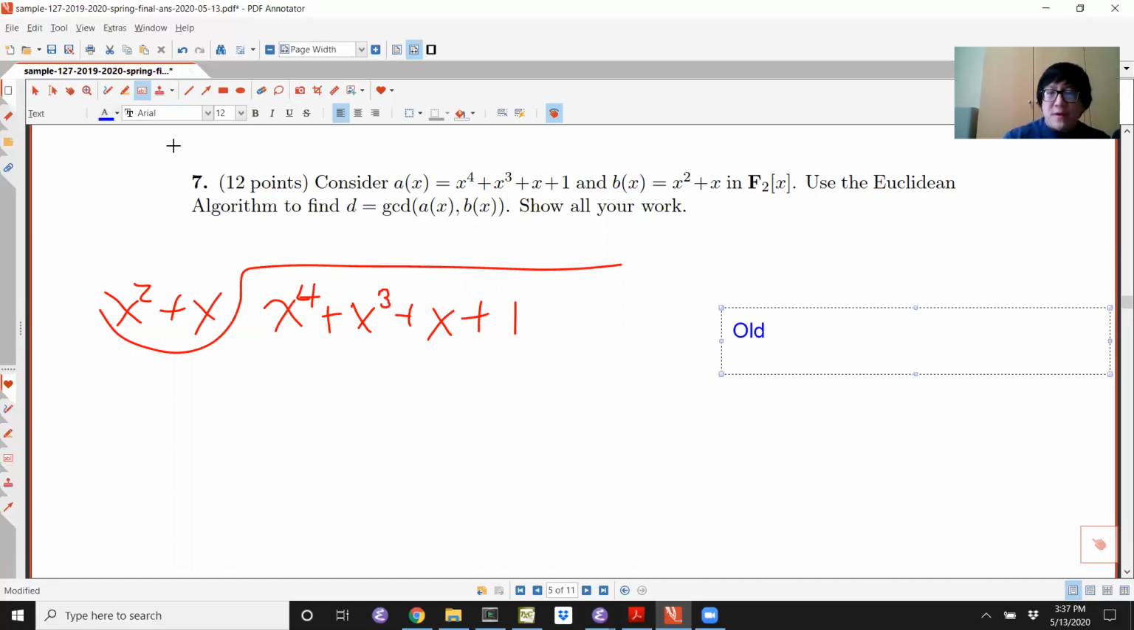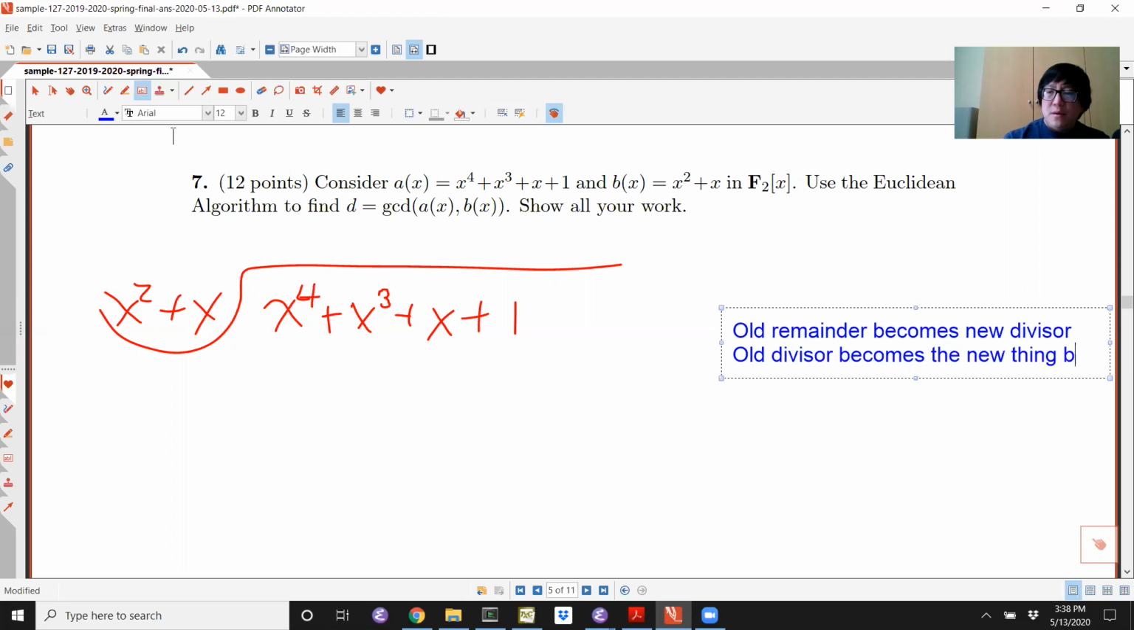What's going to happen when we do this at each step is the old divisor becomes the old remainder becomes a new divisor. And the old divisor, everybody gets sort of promoted up one rank. The old divisor becomes the new thing being divided into, which I never remember the name of. The dividend, something like that. It moves in here. Okay, so let's go ahead and do this.